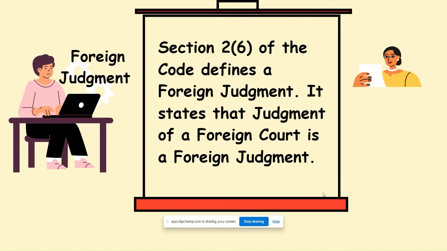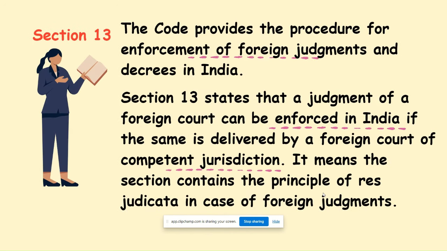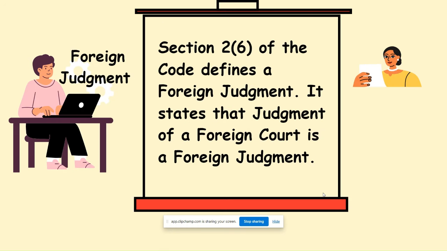Now we see the foreign judgment. Foreign judgment is defined in section 2 subsection 6 of the code. It states that judgment of a foreign court is a foreign judgment. Now we see further about that. Section 13. Now, what we have seen is the section 2 subsection 6 definition. It states that judgment of a foreign court is foreign judgment. Now we see further information about this aspect.